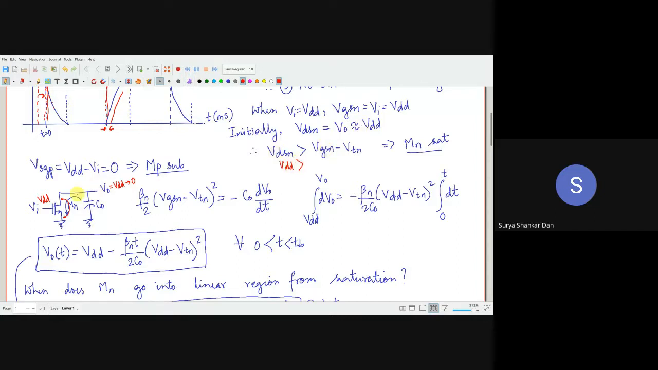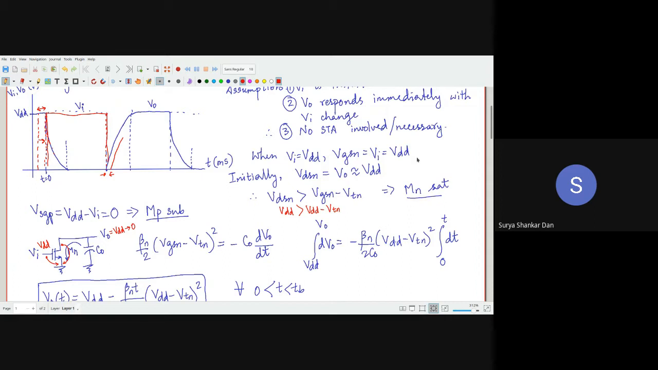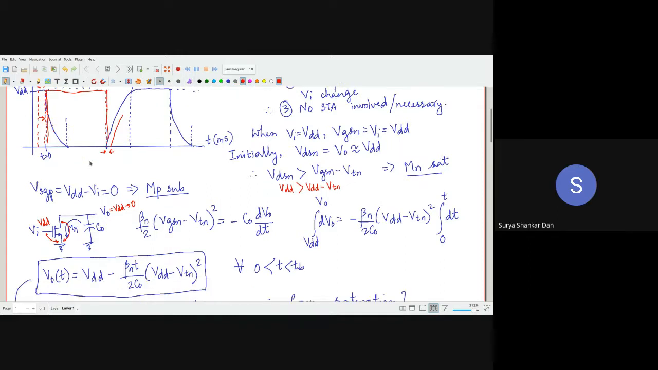What is VGSN? VDD minus 0, minus VTN. Since VDSN is greater than VOV, obviously, MN, that is the N MOSFET, is in saturation. Okay. So that means in the transition, when it is transitioning from VDD to the 0 part, I am talking about the pull down, it is going to begin with the N MOSFET being in saturation.